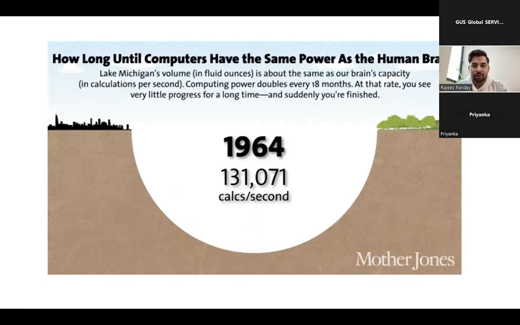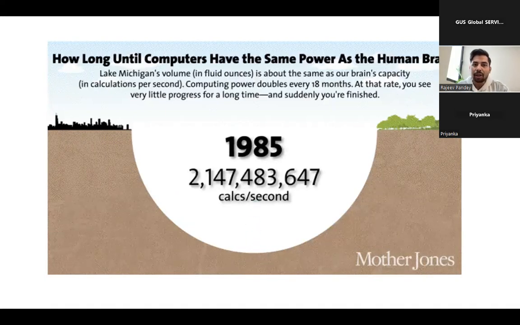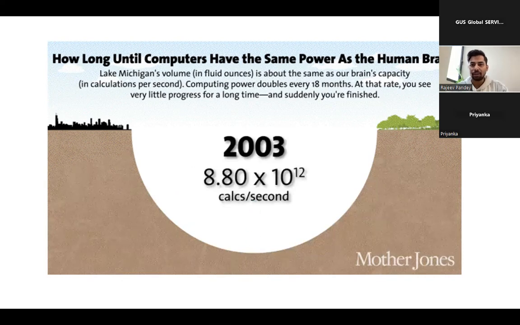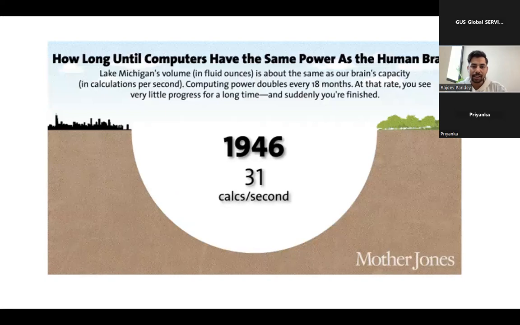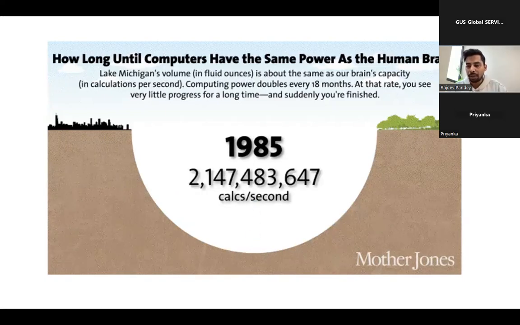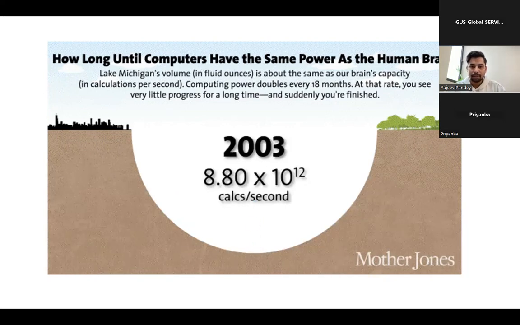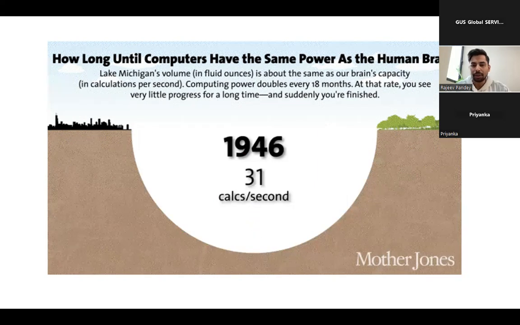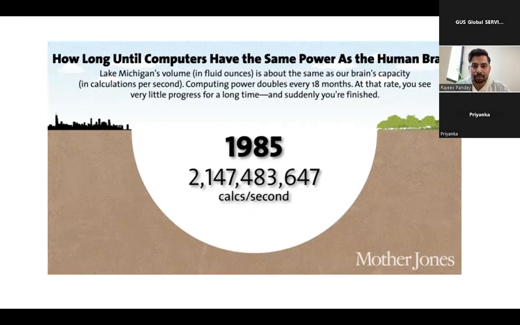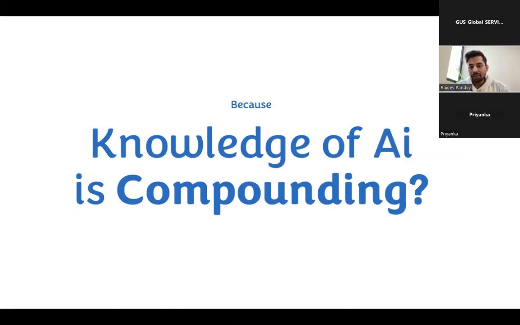This is a quick video that shows how long until computers have the same power as the human brain. This was research done by Mother Jones. This says that if you see the timeline and you see how compounding really works, right? It just started from a base, and then look how quickly machines are able to reach. It doubles every 18 months. So knowledge of AI is compounding.